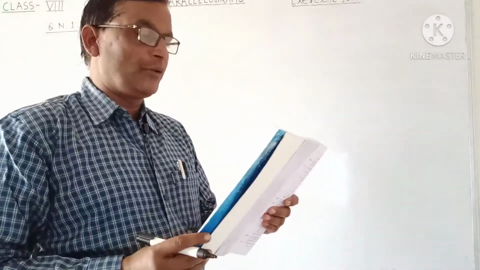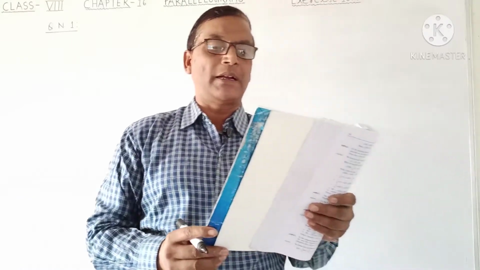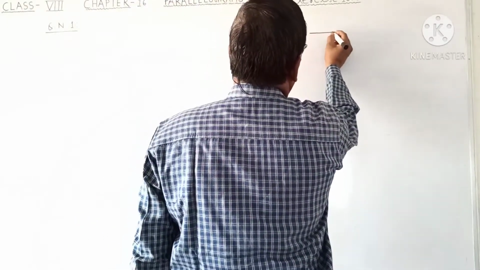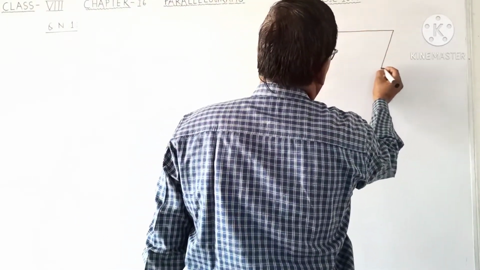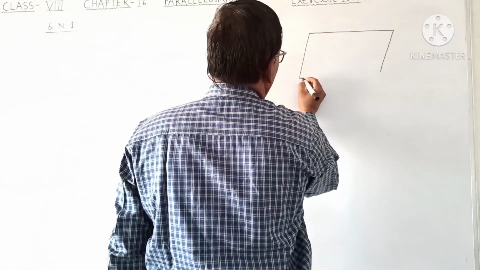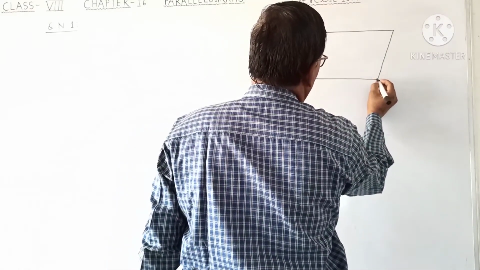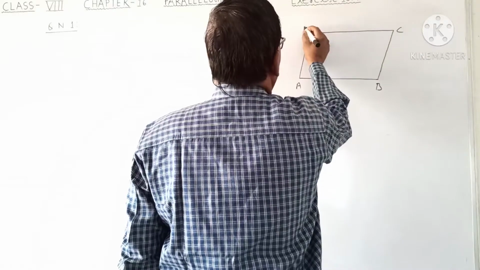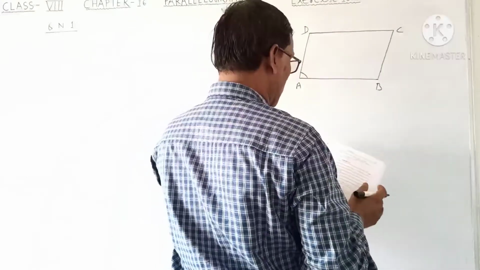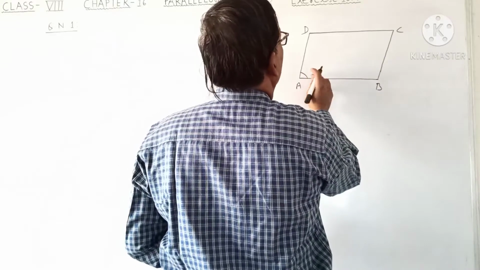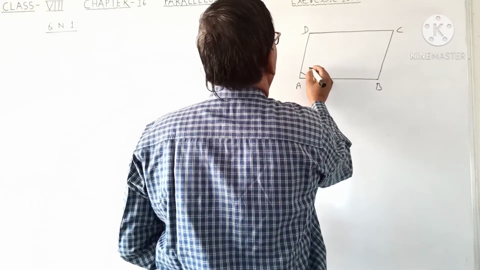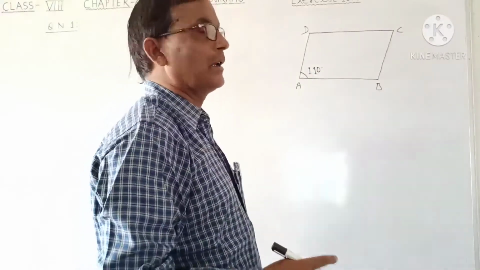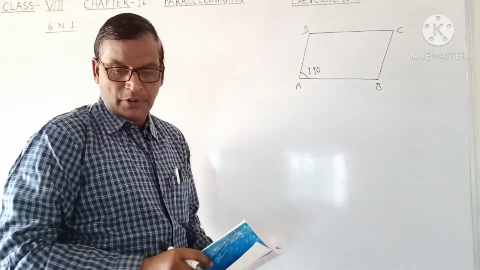ABCD is a parallelogram in which angle A equal to 110 degree. Find the measure of each of the angles BCD. Suppose ABCD is a parallelogram, A, B, C and D, and angle A equal to given 110 degree. Then you have to find angle B, angle C and angle D. How can you solve it?